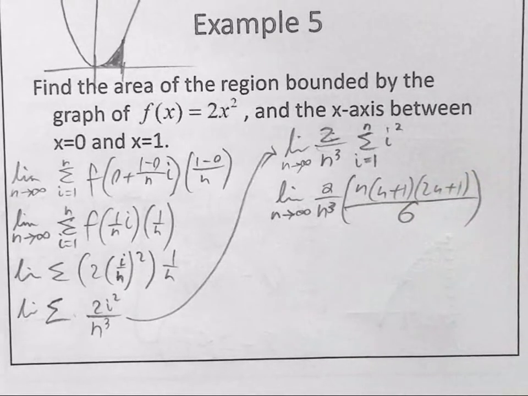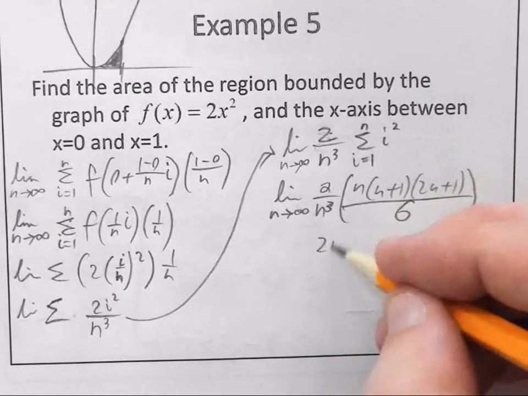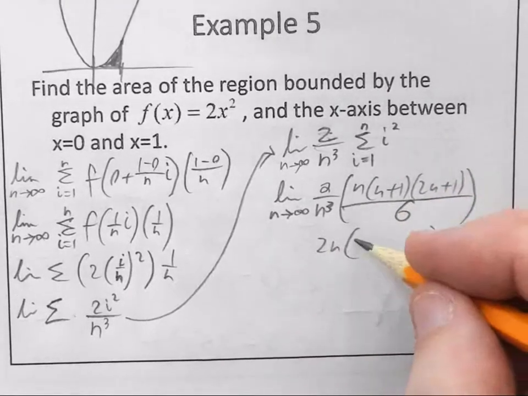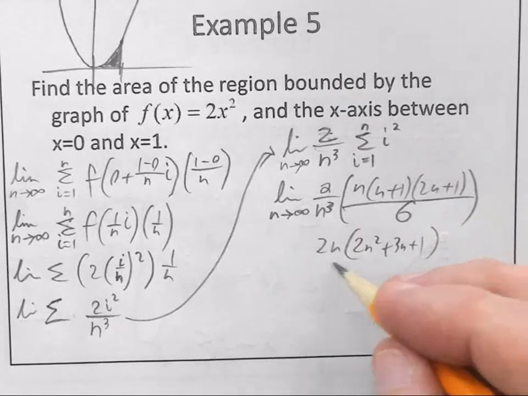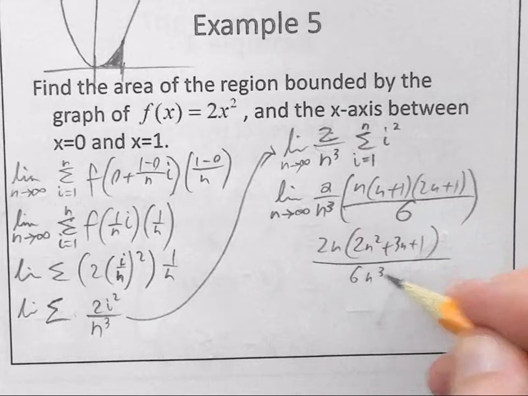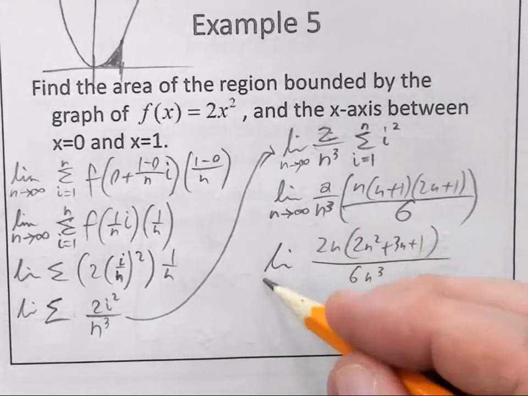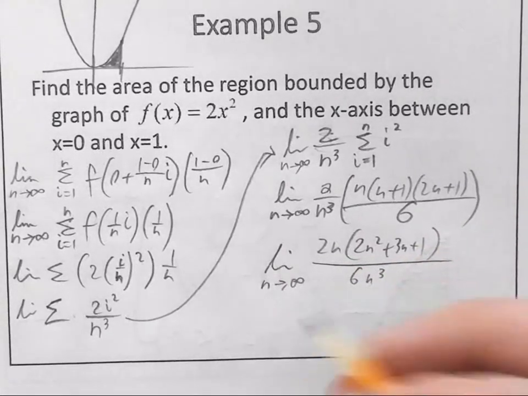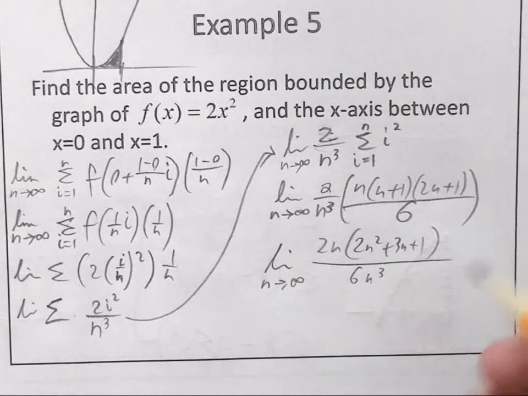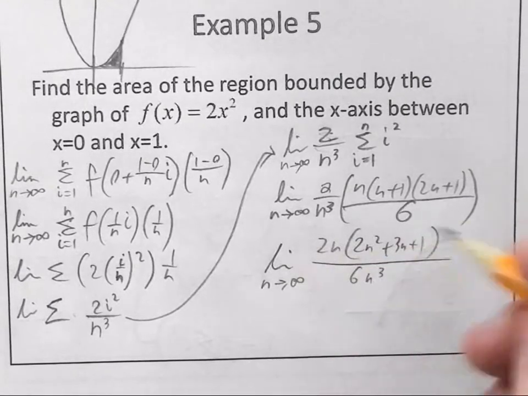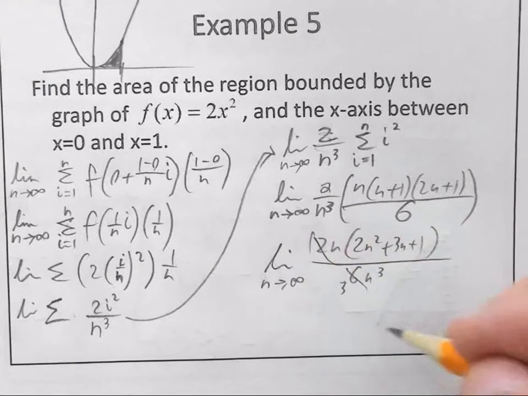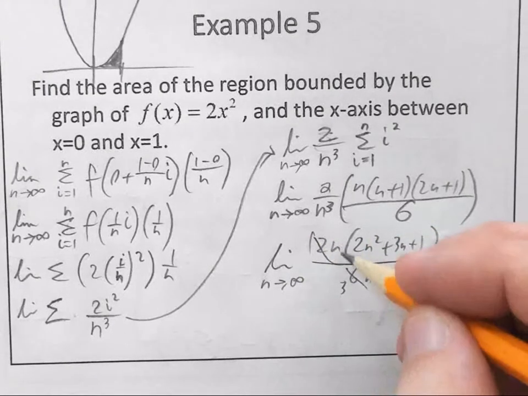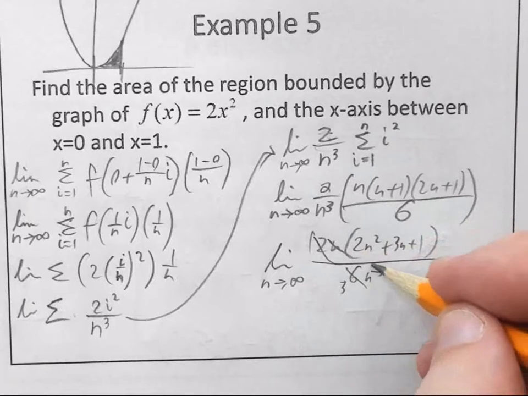At that point, clean it up, multiply it through. I'm going to have 2n times, when I FOIL that out, 2n squared plus 3n plus 1. And I have 6n cubed on the bottom, and then distribute. Or if you want, you could actually just simplify at that point. Either distribute or simplify it. If I simplify it, that's going to leave me 3 and 1. Anything else I can simplify? n with one of these n's, leaving it with n squared.